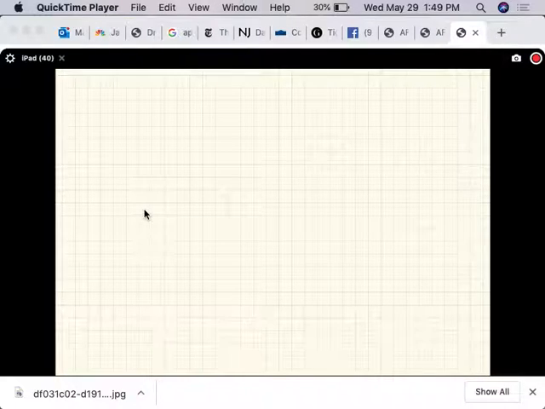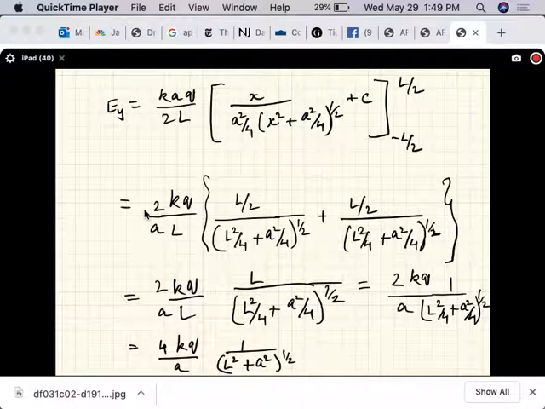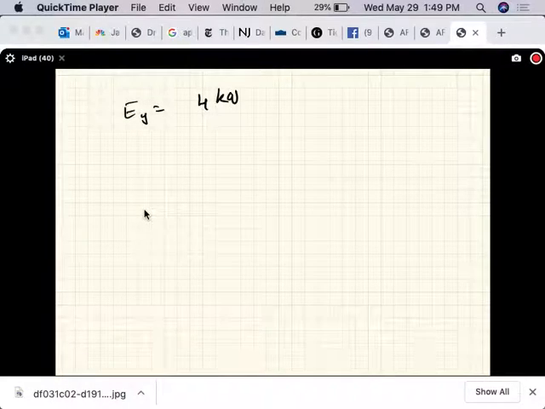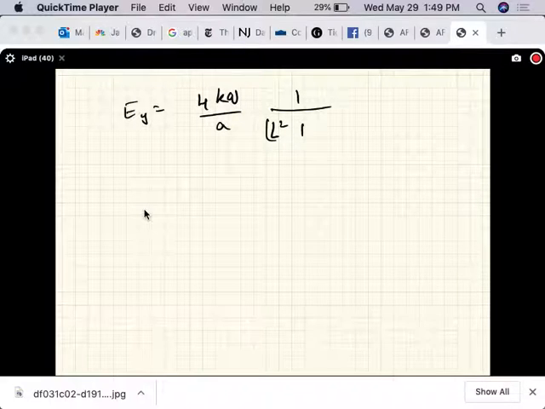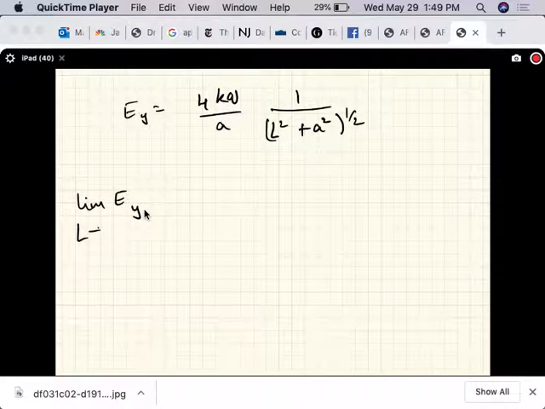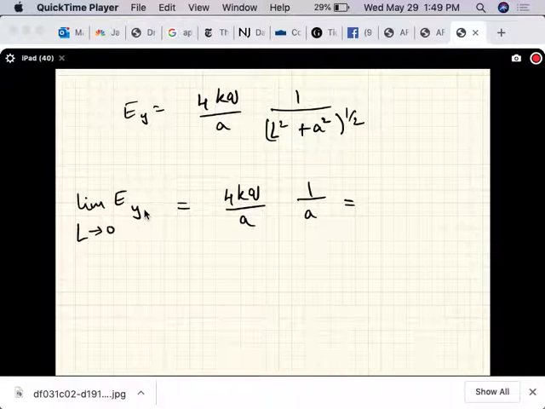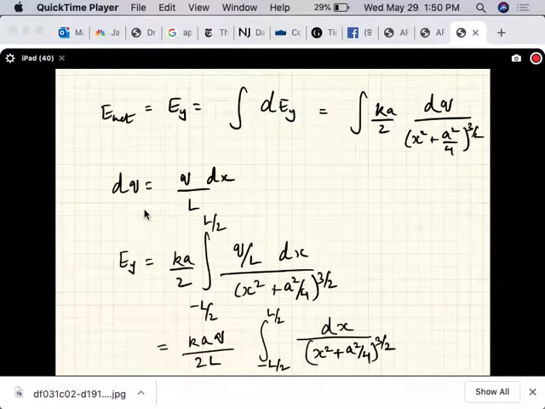So EY is 4 kq divided by a, 1 over L squared plus a squared to the power half. In the limit, EY, with L going to 0, is 4 kq by a, 1 over a. That is equal to kq by (a by 2) squared, which is what you would expect. So it has the right limit. That integral was correct, except that I'd missed the a squared part.